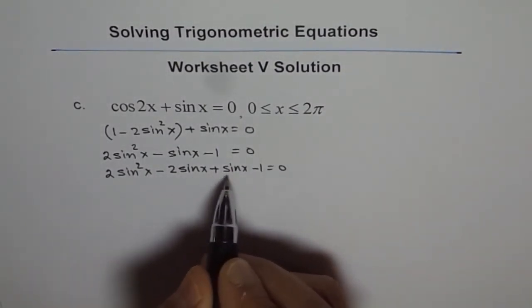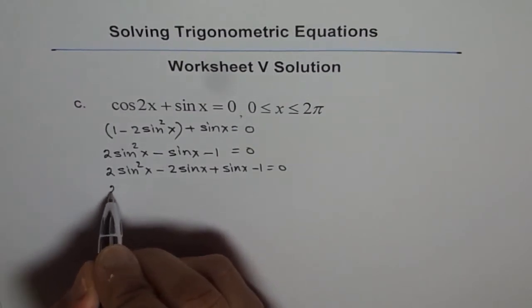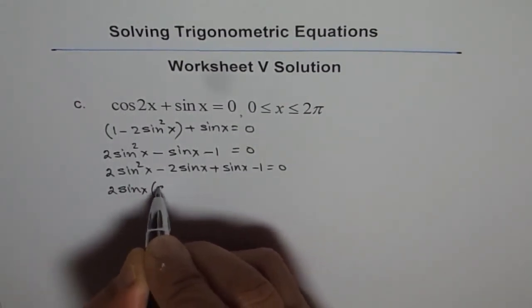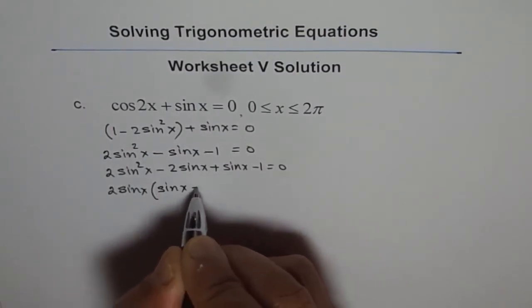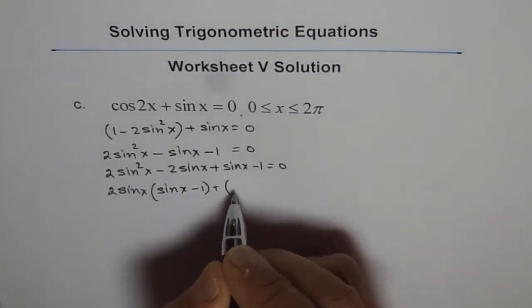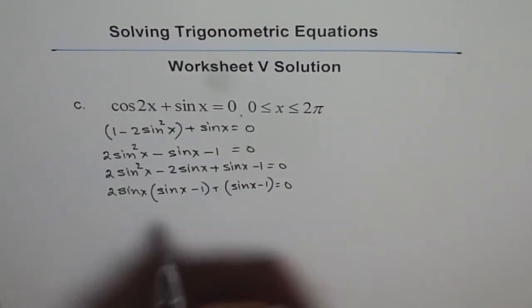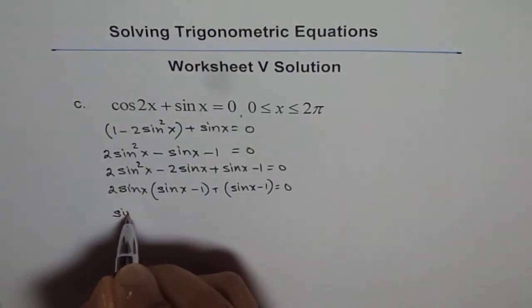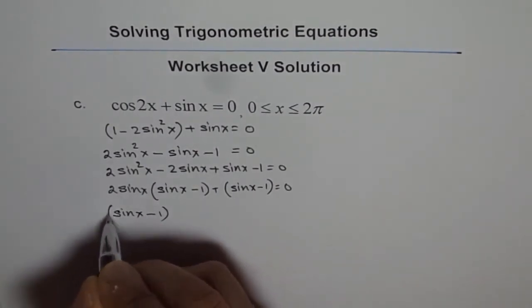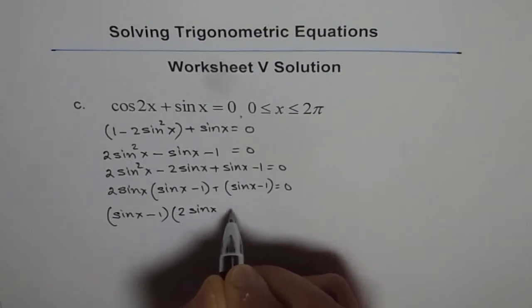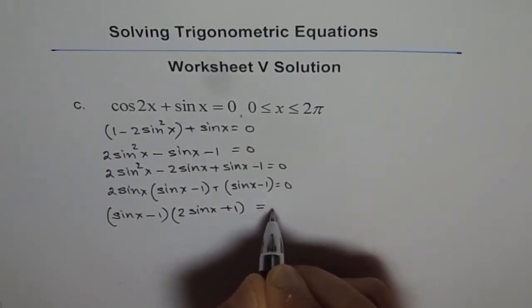Now we can group these two and those two and factor. 2 sine x is the common factor in the first two terms. We get sine x minus 1, and here we have sine x minus 1 as well. So now we can take sine x minus 1 as a common factor from these two groups. We get sine x minus 1 times 2 sine x plus 1 equals 0.